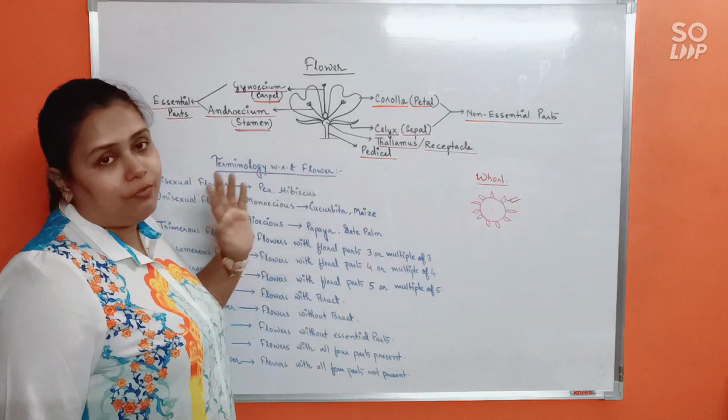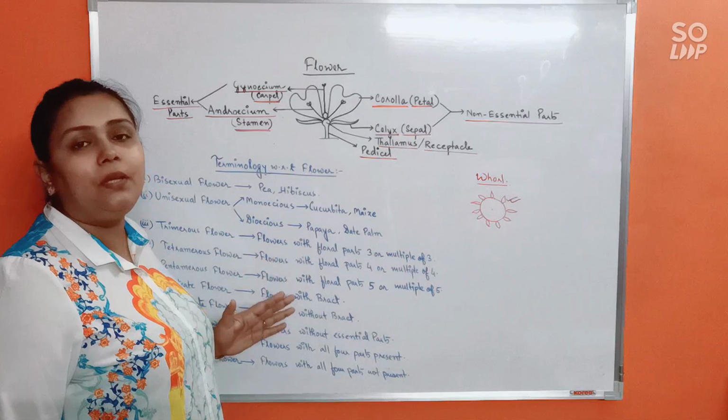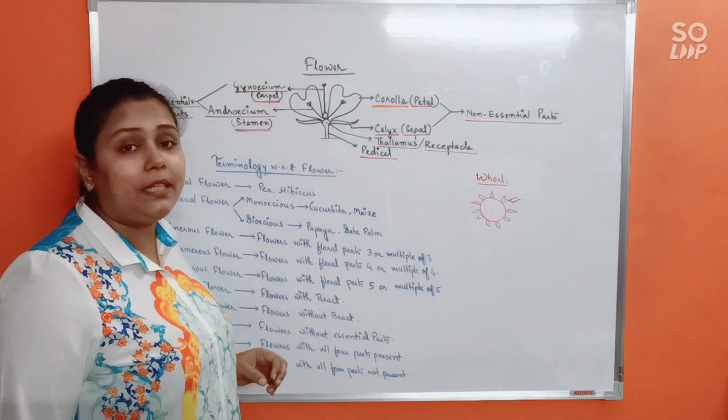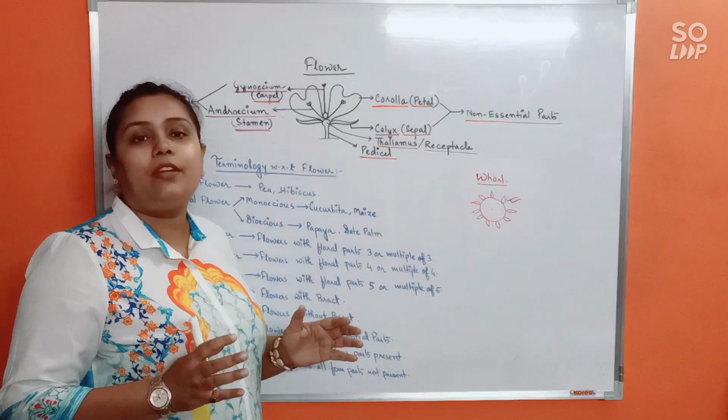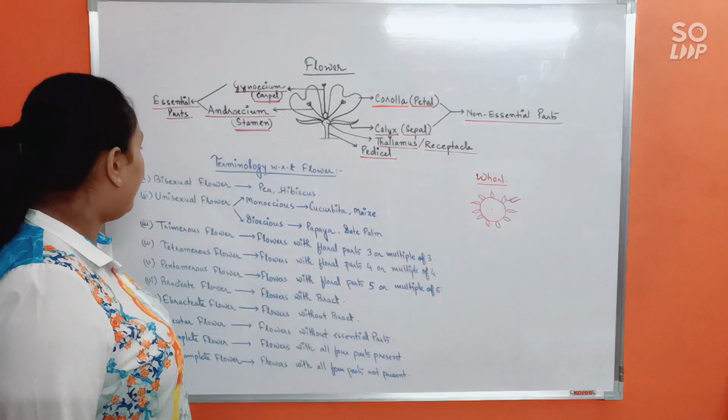Terminologies with respect to flower. These are very important. If you don't remember this, you would not be able to later on understand families. And families are a very scoring and very important part of this chapter. So let's check them out.